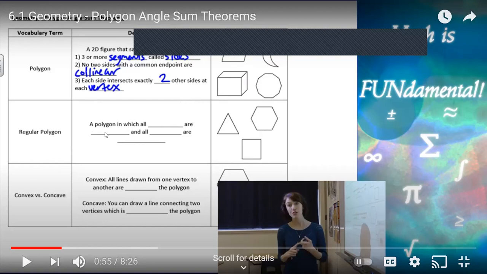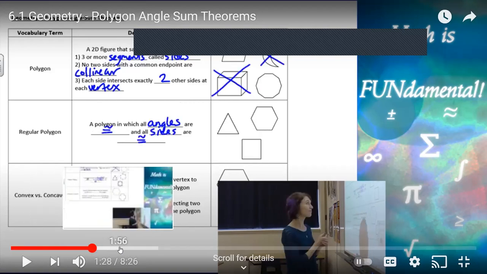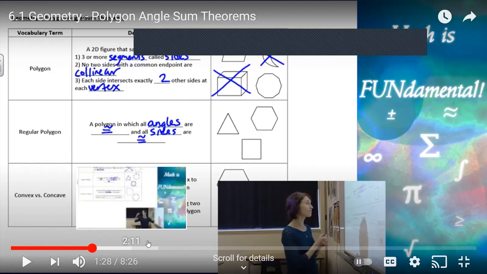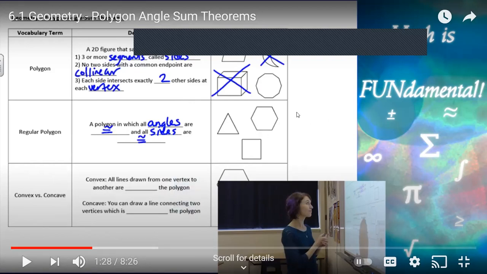Yeah. An equilateral polygon is a polygon in which all angles are congruent, right? And all sides are congruent also. Right? So this we call an equilateral polygon. So all the sides are congruent and the angles are also congruent. Right? Okay. And what is convex?